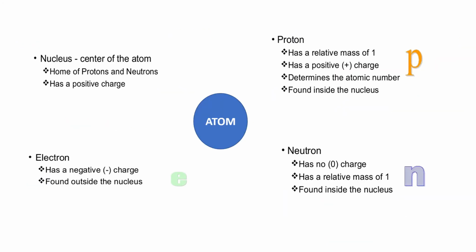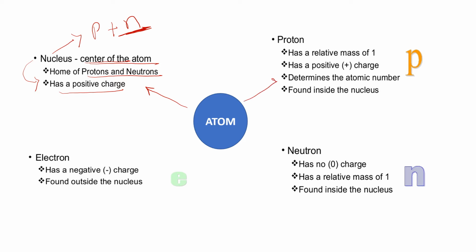As I told you, this is an atom. Now the atom comprises the nucleus. The nucleus is the center of the atom. It is the home of protons and neutrons and has a positive charge because of the presence of protons. The nucleus contains protons plus neutrons, and neutrons have no charge. Protons have positive charge. So the nucleus has positive charge.